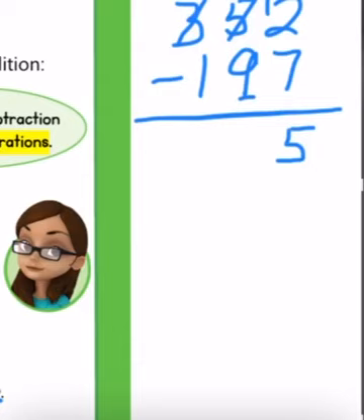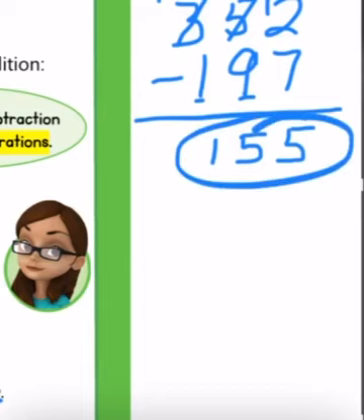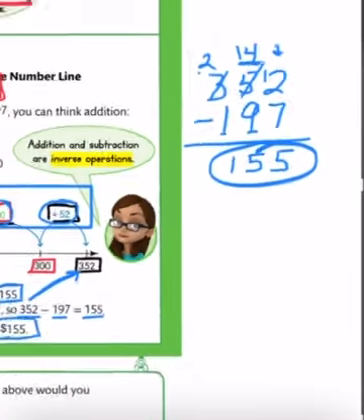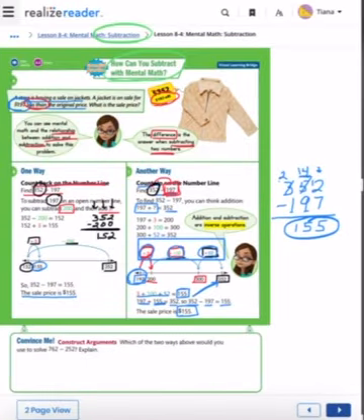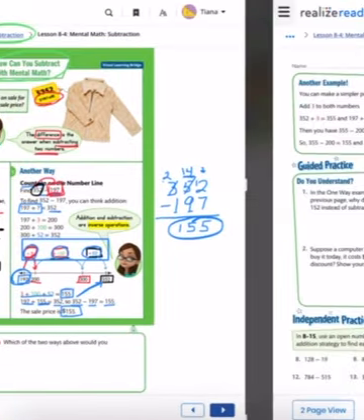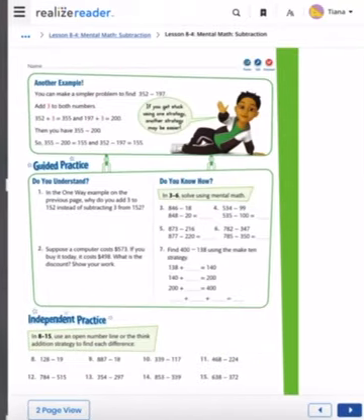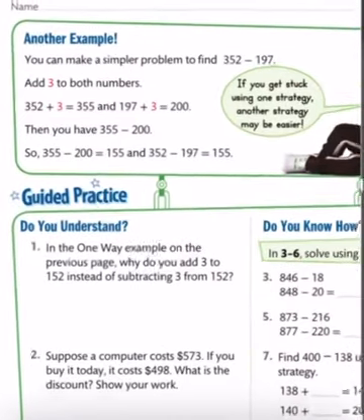10 tens plus 4 tens is 14 tens. Now I can subtract. 14 tens minus 9 tens is 5 tens. Now I can subtract my hundreds column. 200 minus 100 is 100. So that's another way we can solve 352 minus 197. All right, let's look at our next page. There we go. All right, another example.